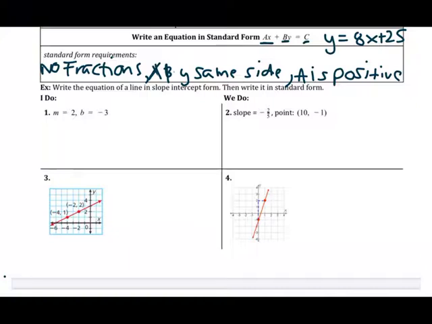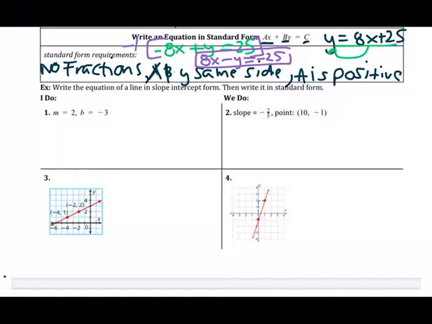So thinking about where we left off on this problem, to move x to the other side, I could just subtract x. So I would get negative 8x plus y, because x has to come first. Negative 8x plus y equals 25. So we have met the no fraction requirement. We have x and y on the same side with x coming first. The only problem that we have right now is that x is negative and it's not allowed to be negative. So what we're going to do is multiply the entire equation by negative 1. That's going to give us 8x minus y equals negative 25. So that would be our standard form.